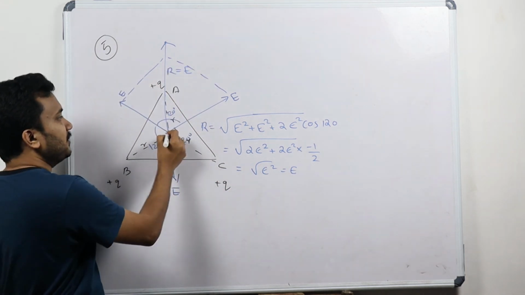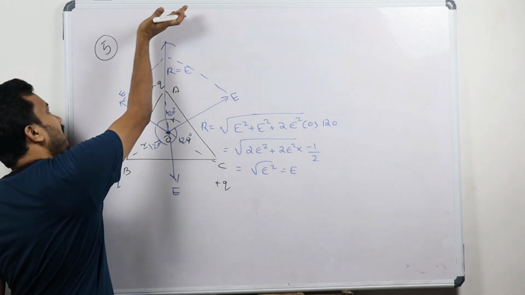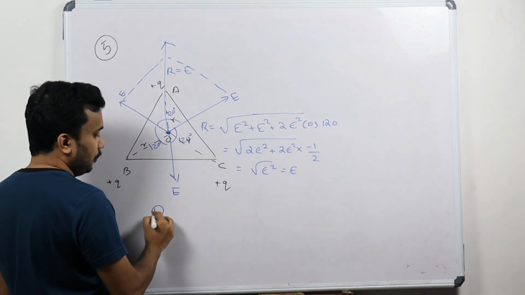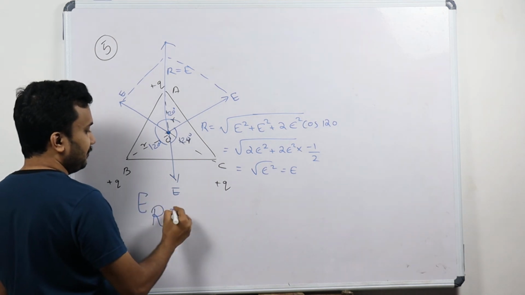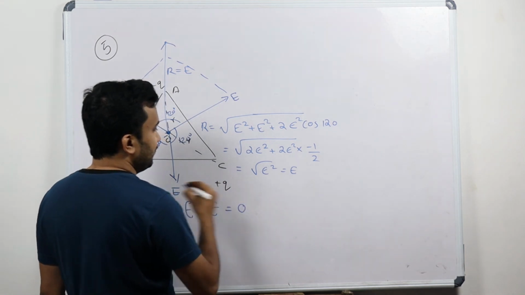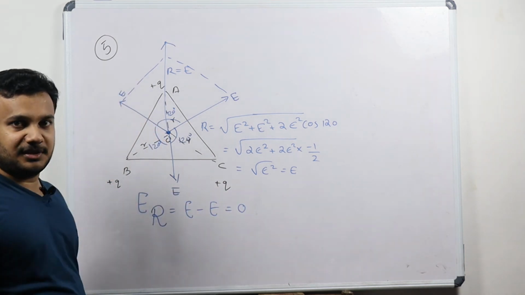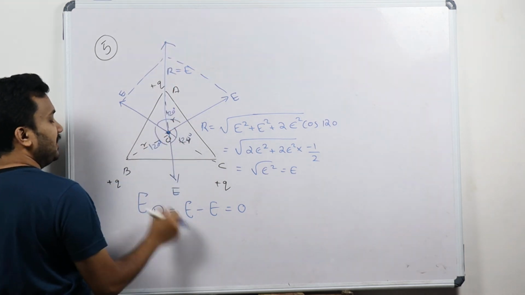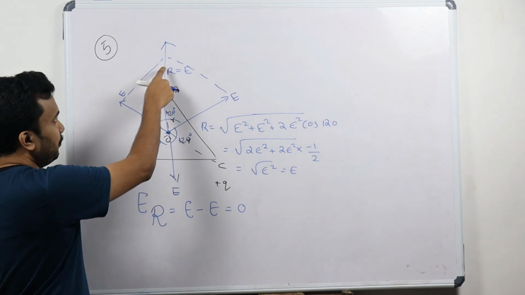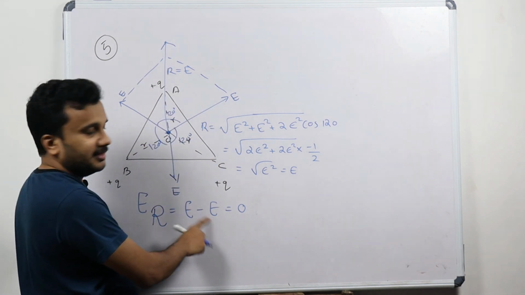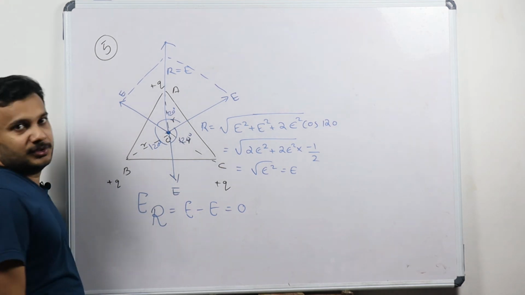Now if you look into this diagram, one electric field is going upward, another electric field is going downward. What is the total electric field? The resultant electric field will be E minus E, which is equal to 0. These two electric fields are vector quantities. One is directed upward, another one is directed downward. So the upward resultant is equal to E and the downward is already E, so the total electric field will be equal to 0.